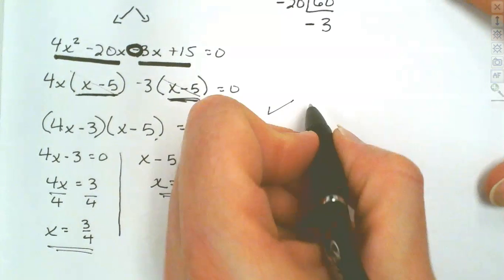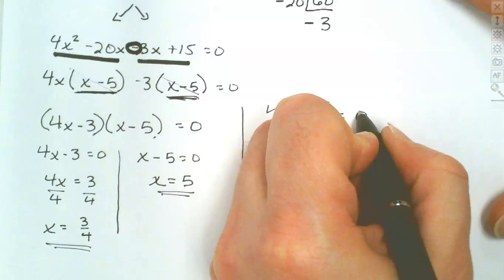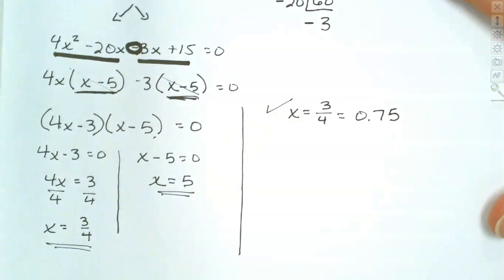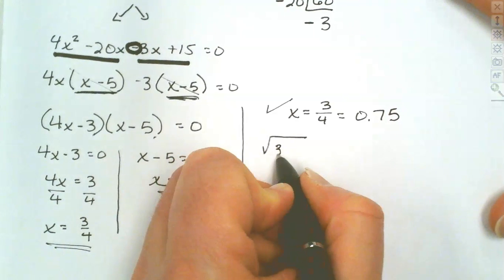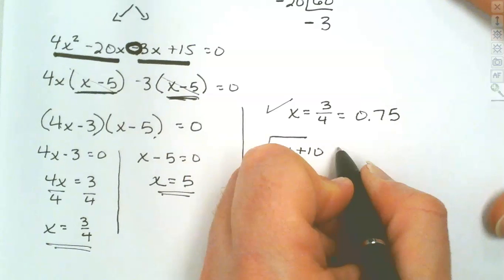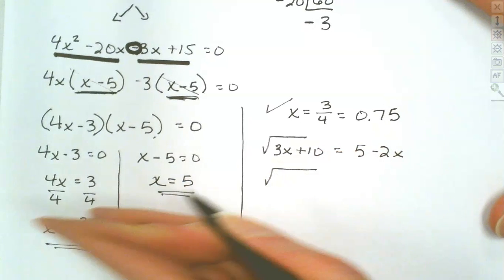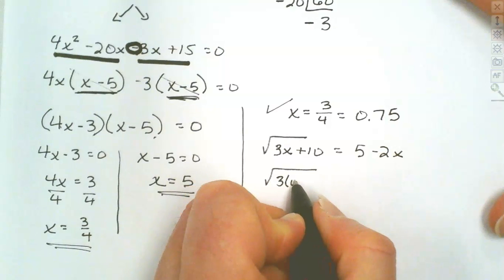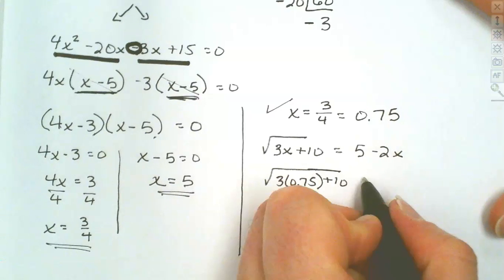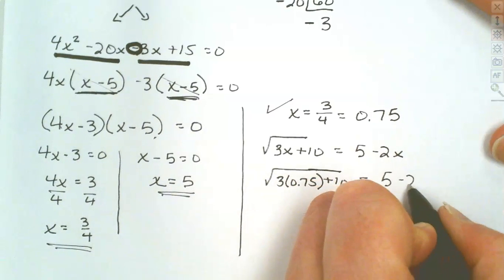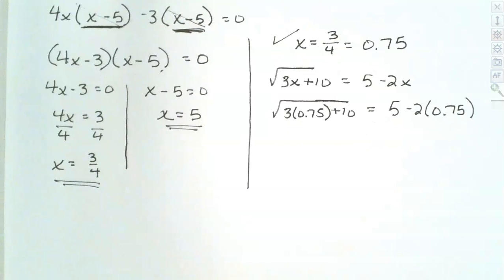We're going to check them. We'll start with x equals 3/4, and that one comes out nicely as a 0.75. And we're going to check it in the square root of 3x plus 10 equals 5 minus 2x. Plugging it in, that is then the square root of 3 times 0.75 plus 10, and that should equal 5 minus 2 times 0.75. Okay, so we're going to have to check them individually.